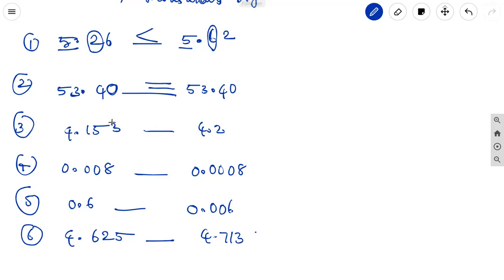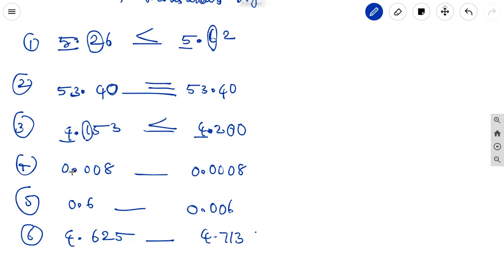Next, 4.153 has 3 digits after the decimal point. Here we can put 2 zeros to make 4.2 into 4.200. This is the conversion into like decimals. After the conversion, we check the whole part. The whole part is 4, the same. Next, check the tenths digit. Here 1 is there, here 2 is there. So simply 4.2 is the bigger number.